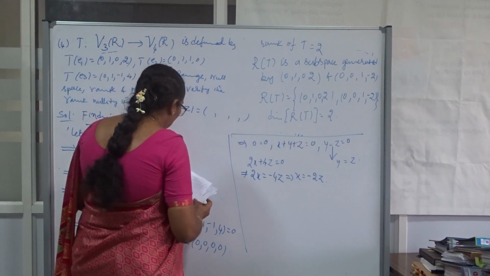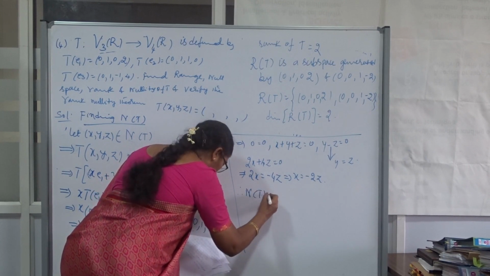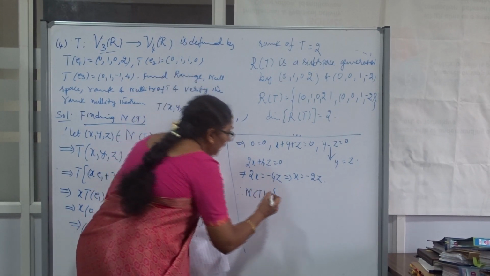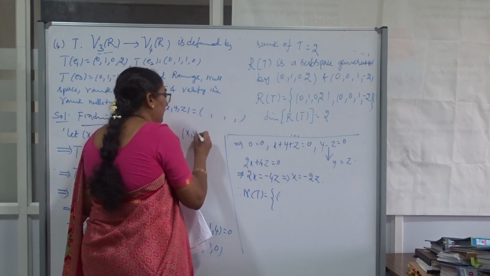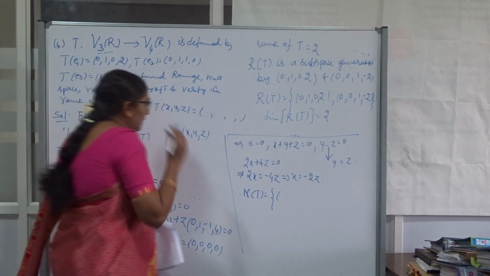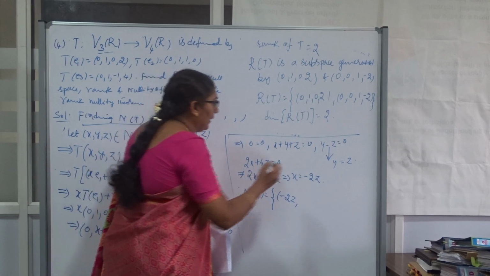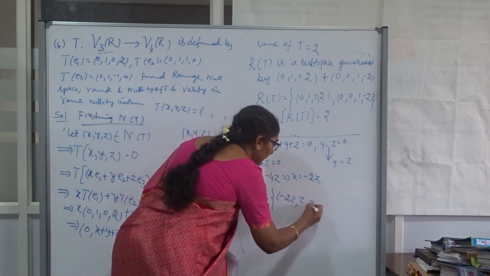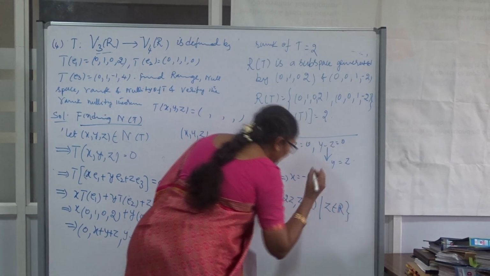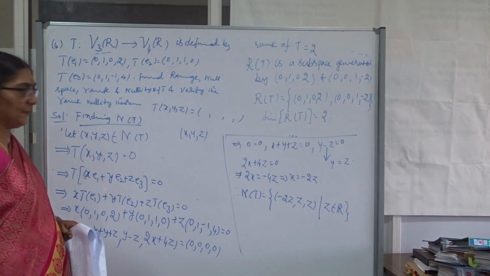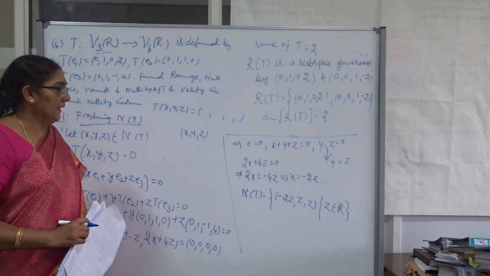Therefore, the null space of T is nothing but, please try to understand here, a vector like (x, y, z). What is my x in terms of z? Minus 2z, comma. What is my y? z. And z is z itself, such that z belongs to the set of real numbers. This is my null space. Please try to understand, this is my null space.